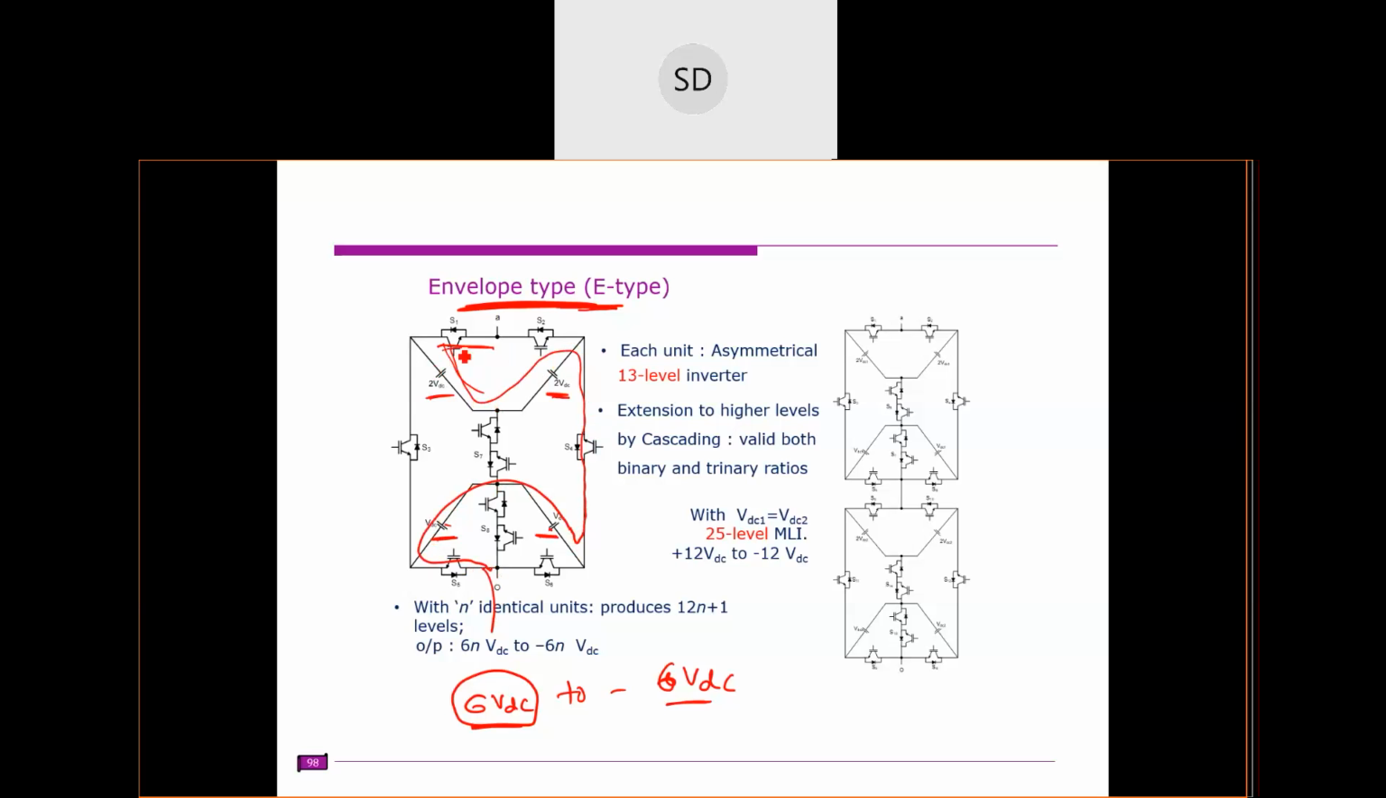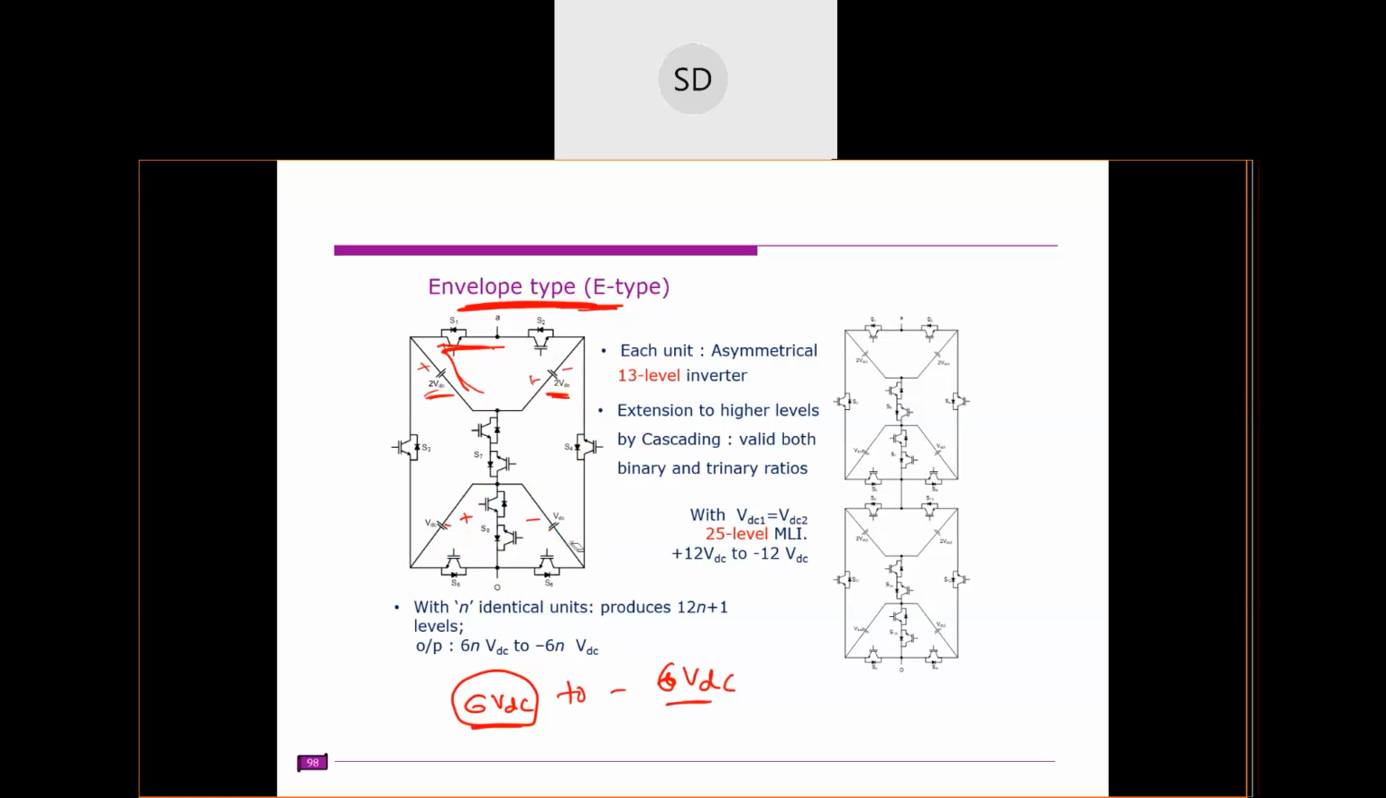So the path is like this. That means A is connected to the positive plate, plus 2 VDC. Again, this is plus minus, so both are subtracting. This is minus VDC. I think you can see the polarities. So this is plus minus, this is also plus minus, and this is also plus minus. That means the overall voltage is 6 VDC.